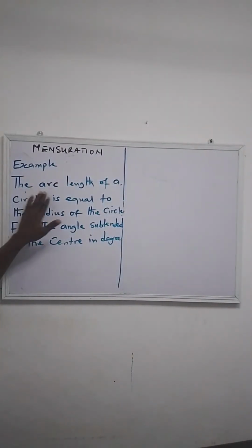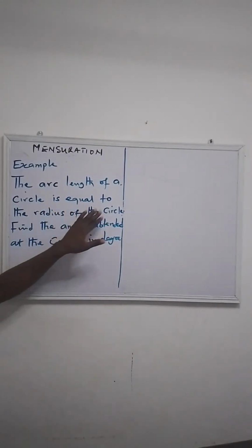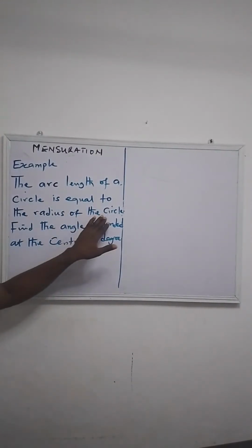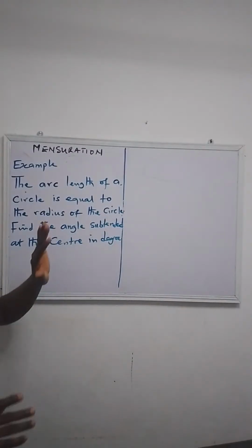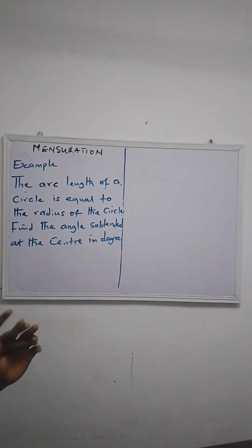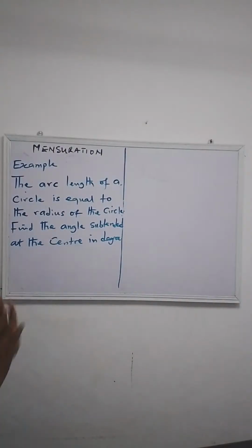Now, the arc length of a circle is equal to the radius of the circle. You understand that the length of an arc is equal to the radius of that circle. That's what the question is saying. So now the question says that if we have such a case, what is going to be the angle subtended at the center of the circle by that arc in degrees? I hope you understand the question now.